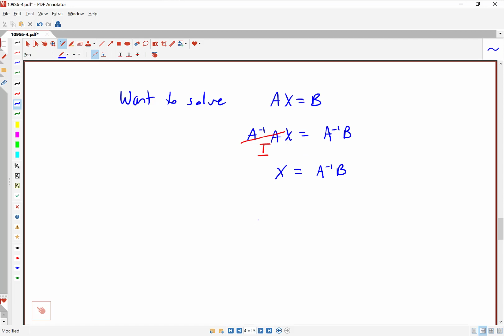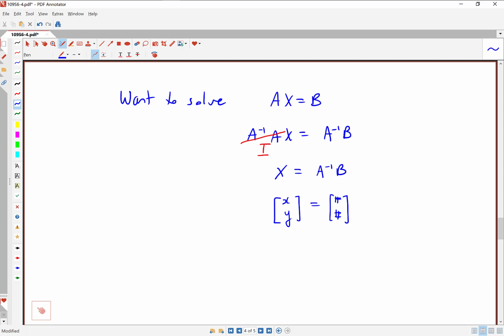That's really nice because what that's doing is giving us the solution to the system. Remember, X is just a little matrix with a single column that contains our variables. So if we actually multiplied on the right side, A inverse times B, we'd get some number, some other number, and those numbers would be giving us the values of X and Y.